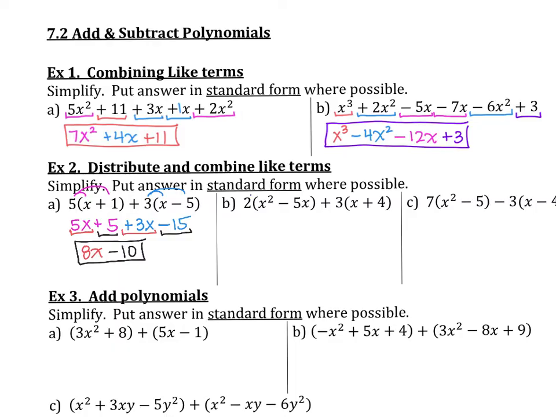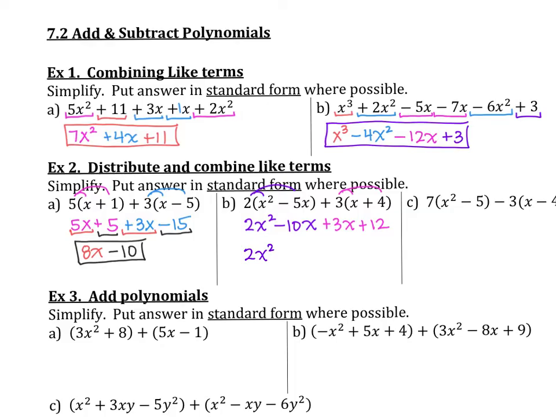Okay, I'm going to keep going. I see parentheses again, so I'm going to go ahead and distribute. 2x to the second minus 10x plus 3x, 3 times 4 plus 12. Okay, now I'm going to go ahead and look for like terms. I see the x to the second is the highest exponent, and there's no other x to the second, so I'll leave it as 2x to the second.